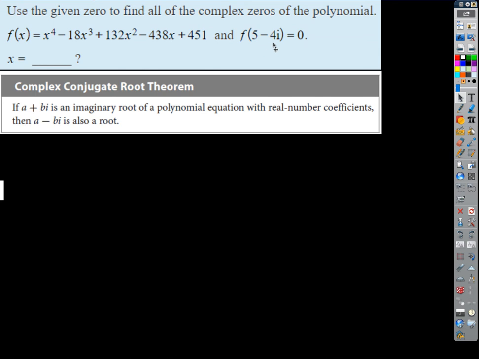So if I'm given the zero 5 minus 4i, and we're going to make the assumption, I didn't put all the instructions in here, that our polynomials are real number coefficient polynomials, traditional polynomials, as we've defined them in this class. What's another zero that has to be there? 5 plus 4i has to be there, right?